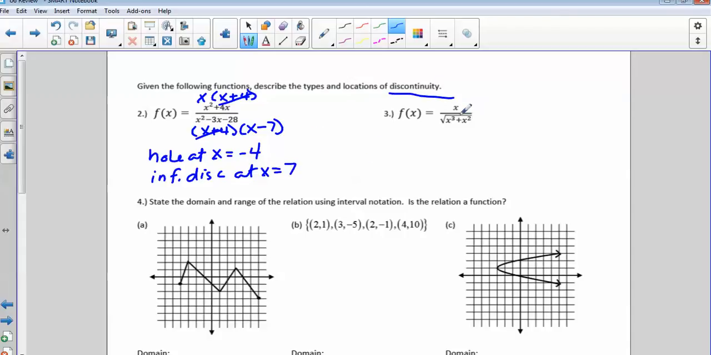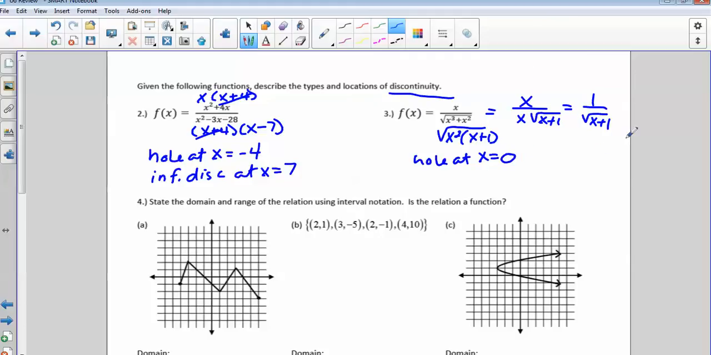The second function's a little bit more complicated. Again, we're going to factor the denominator. So the denominator is a big square root of x squared times x plus 1. The square root of x squared is just x, so this becomes x over x times the square root of x plus 1. The x and x cancel out, and we get 1 over the square root of x plus 1. So because we canceled out a factor of x, we know that there's a hole at x equals 0.